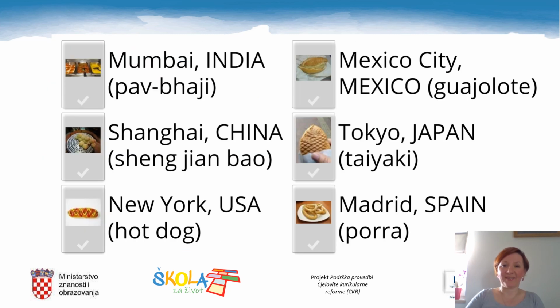And this is the result. Pav Bhaji is from India. Bao is from China. Hot dog from the USA. Guajolote from Mexico. Taiyaki from Japan. And porra from Spain.